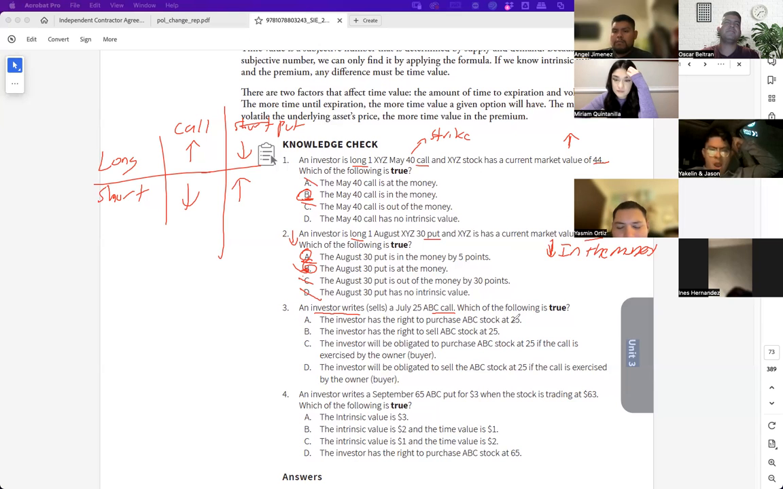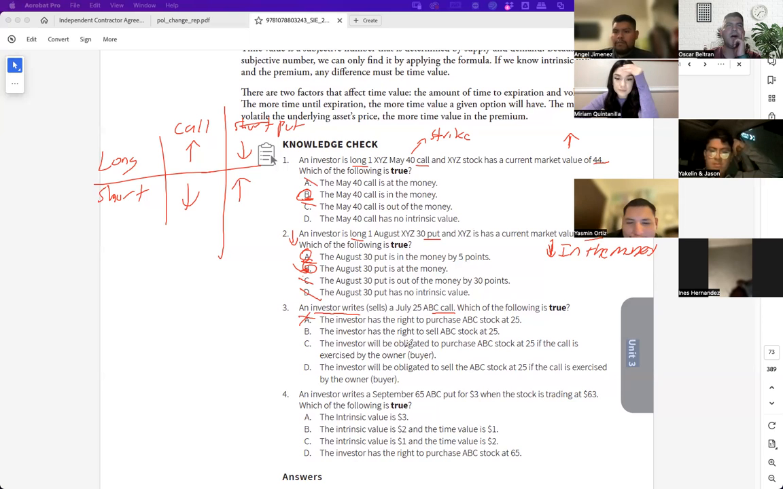Is that correct? Or should I be the buyer? I should be the buyer. You think A is wrong? Yeah, that's wrong. And then B, the investor has the right to sell ABC stock at 25. Is that correct? No, it's not correct. This is the kind of question where you might be a little confused. You have to think a little more. And then C, that's wrong.